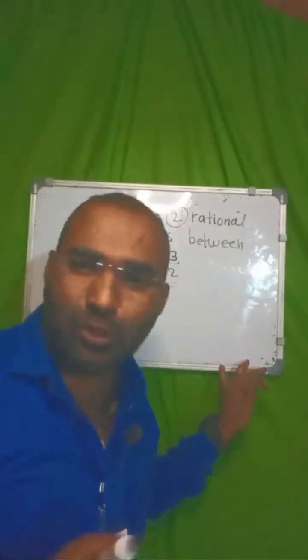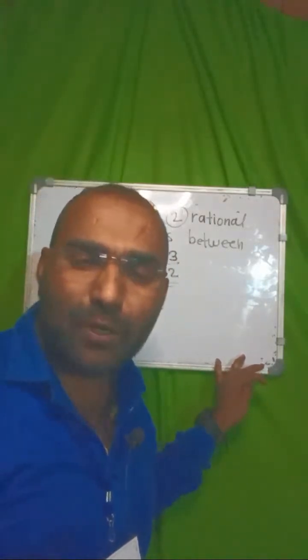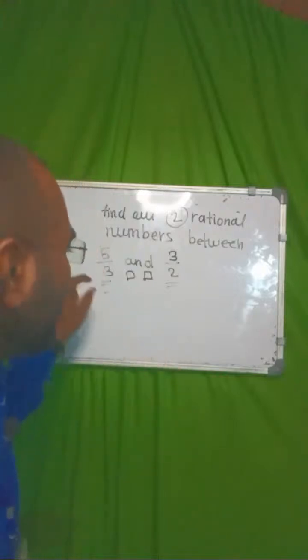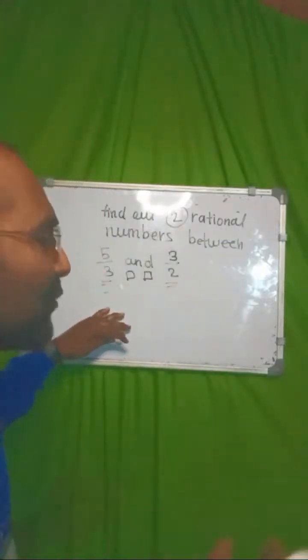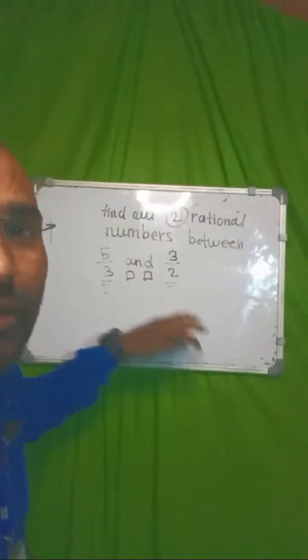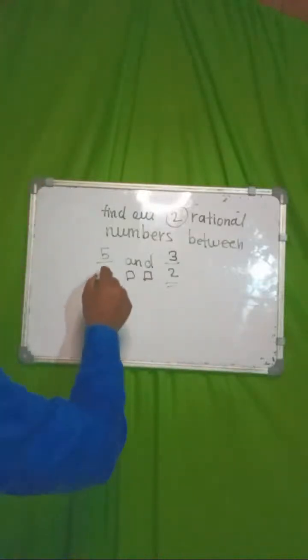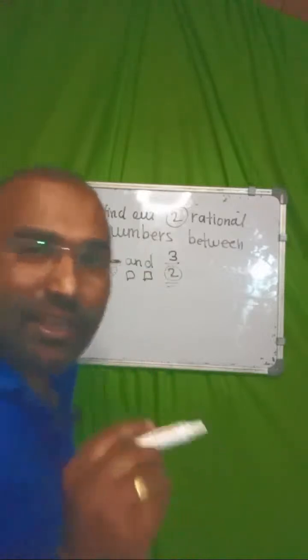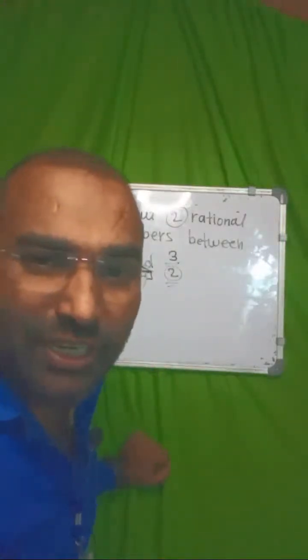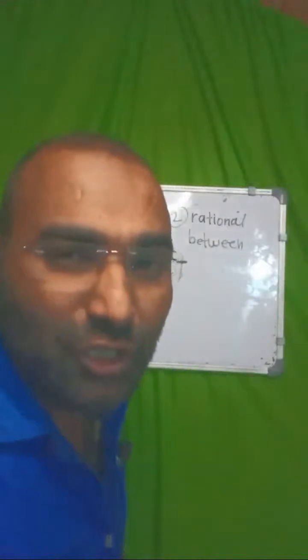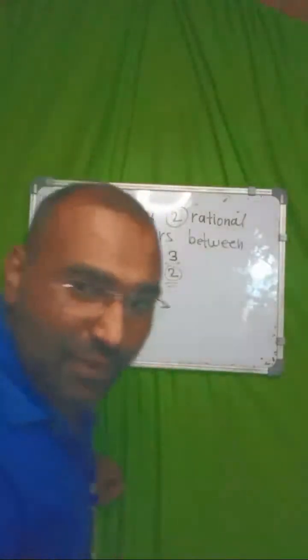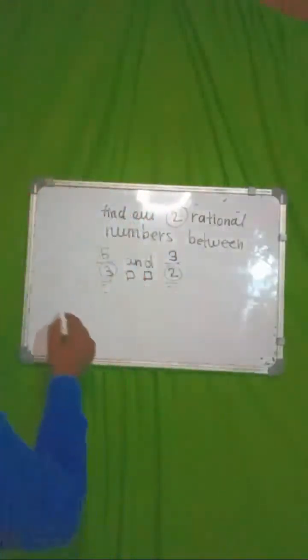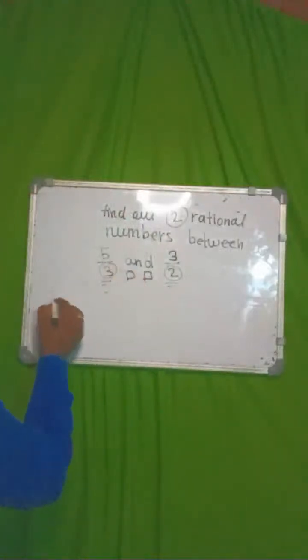Clear? Question is clear, I think. In this question, between two rational numbers, we have to find out two other rational numbers, and here it is given that the denominators are different. So understand very carefully. When the denominators are different, then we have to follow this method.